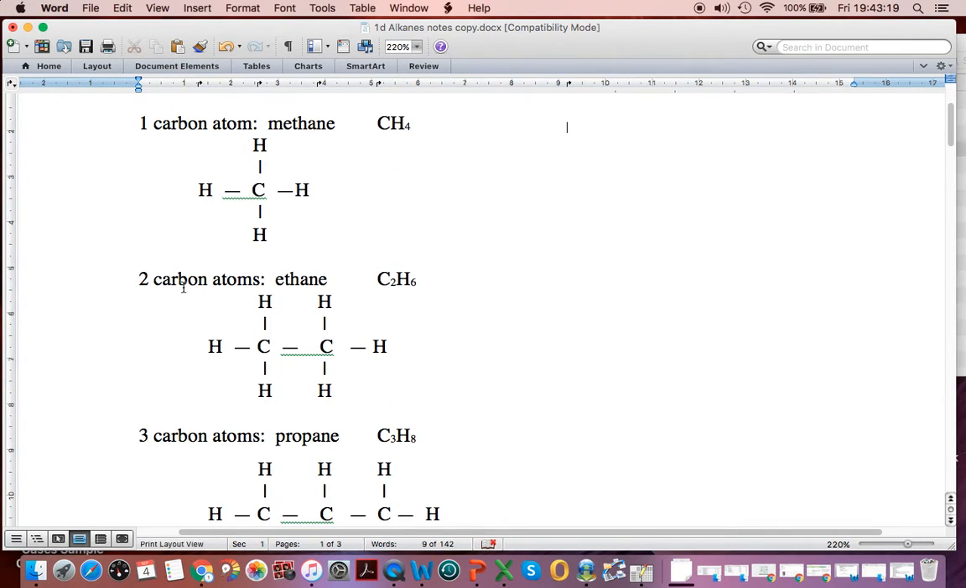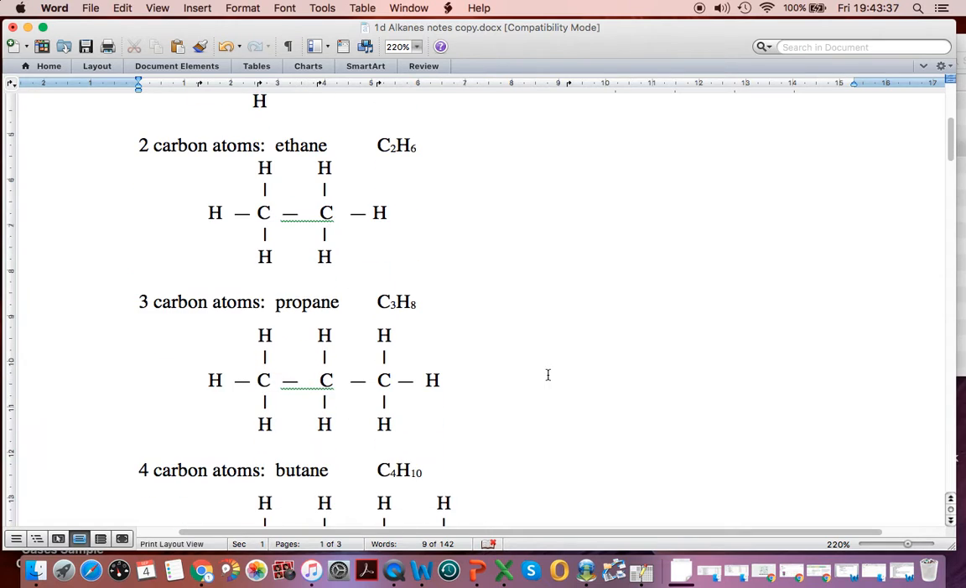Now we look at two carbons. We know the prefix for two carbons is eth. That's why this is ethane. C2H6 may not make it totally clear. This makes it much more clear how the carbons and hydrogens are arranged. We see the carbons are stuck together, and each carbon has 3 hydrogens stuck out of it.